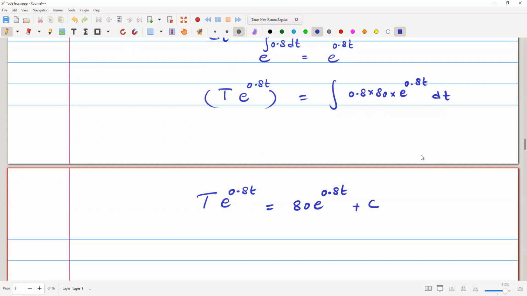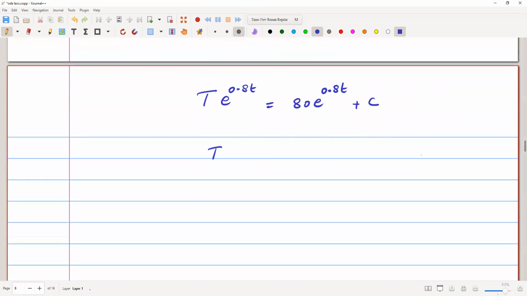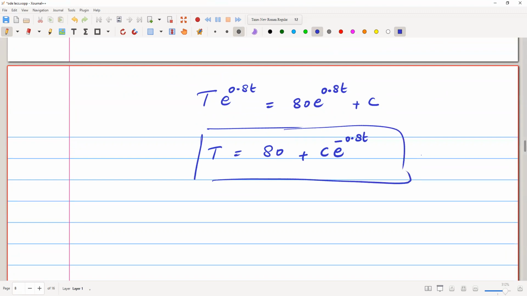And plus a constant, we'll see here. So it will be T equals 80 plus c e to the power negative 0.8t. Now see here this negative sign, which shows that the temperature is going to decrease, right? Now we need to find c. The initial condition is given that the coffee is 80 degrees centigrade initially, so we can plug in the values here. So it will be plus c e to the power 0.